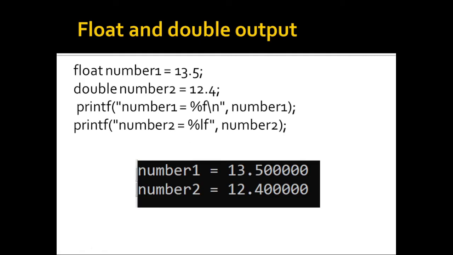Float and double output. How do we display float and double? To display float, we use %f, and we use %lf for double. To demonstrate that, I have two variables. One is a float, float number1 equals 13.5, and then double number2 equals 12.4. Then printf number1 equals %f \n number1. Again, the value will be substituted in this place. For the next one, number2 equals %lf, so the value of number2 will be substituted here. The output for the first one is number1 equals 13.500000. You notice we have a lengthy number of decimal places. For the second one, number2 equals 12.400000. That is how C language will display these values.